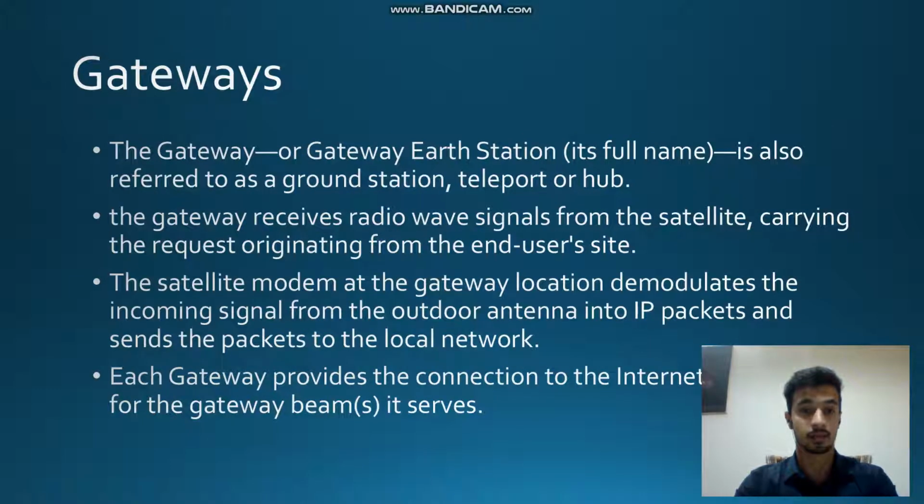The second we have are the gateways, which are basically the ground stations on Earth. They receive radio wave signals from the satellite, which carry the request originating from the end user's site. The satellite modem at the gateway location demodulates the incoming signal from the outdoor antenna into IP packets and sends the packets to the local network. Each gateway provides the connection to the internet backbone for the gateway beam it serves.